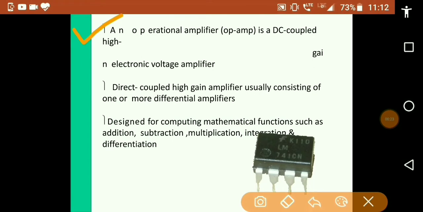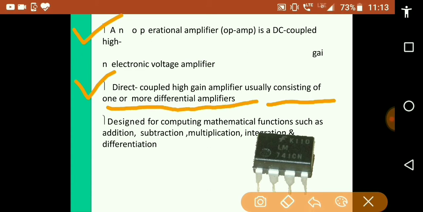An operational amplifier or op-amp is a DC coupled high gain electronic voltage amplifier. Direct coupled high gain amplifier usually consisting of one or more differential amplifier, and it is designed for computing mathematical functions such as addition, subtraction, multiplication, integration and differentiation, etc. So this is the basic introduction of operational amplifier.